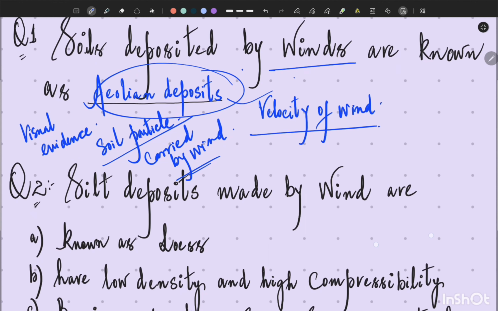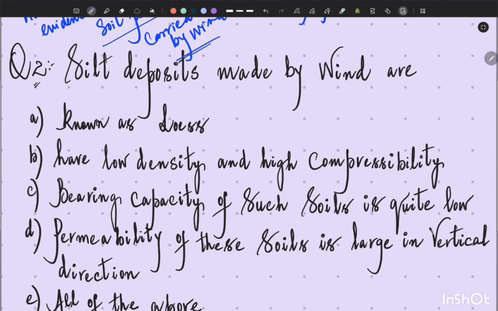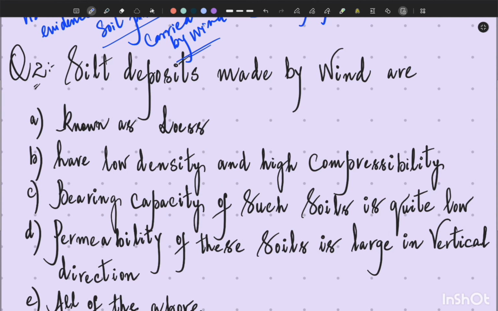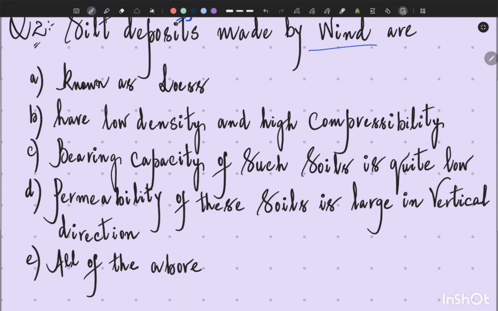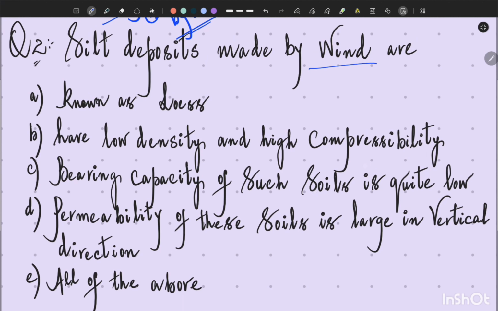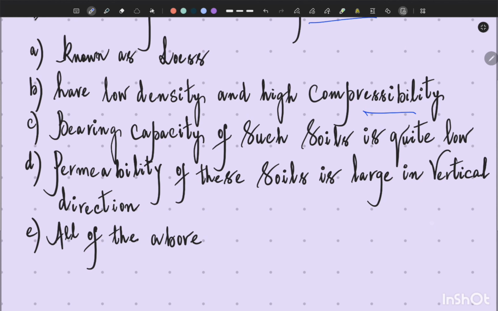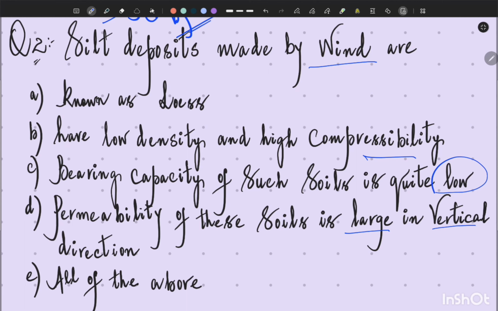All right, next question. Silt deposits made by wind are known as loess, have low density and high compressibility. Bearing capacity of such soils is quite low. Permeability of these soils is large in vertical direction, or all of the above. We have to choose the correct answer.